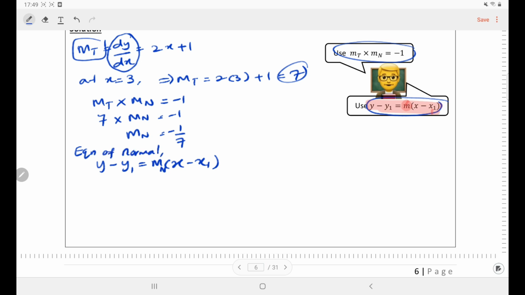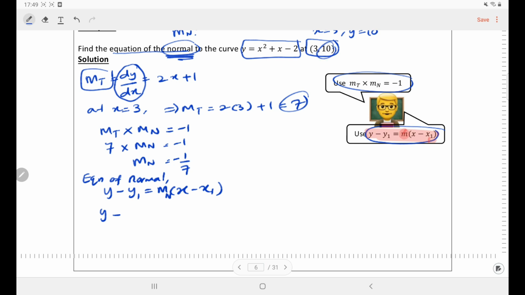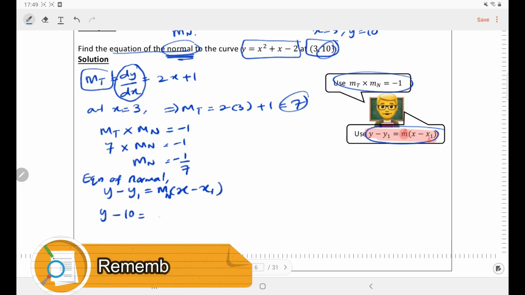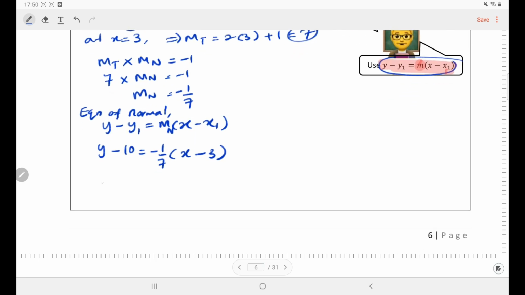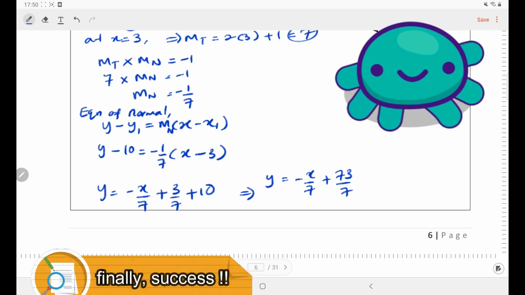Kita tulis sikit kita cari equation of normal. Inilah dia punya persamaan. So y tolak y1 ialah point kita tadi, iaitu 10, sama dengan mn. Hati-hati mn bukannya mt. So x tolak 3. Okay, then we need to rearrange. Okay, yang ni kita expand lah. Kita akan dapat 3/7 plus 10. Okay, kita cantikkan lagi persamaan kita. Kita akan dapat... okay, so this is the final answer.